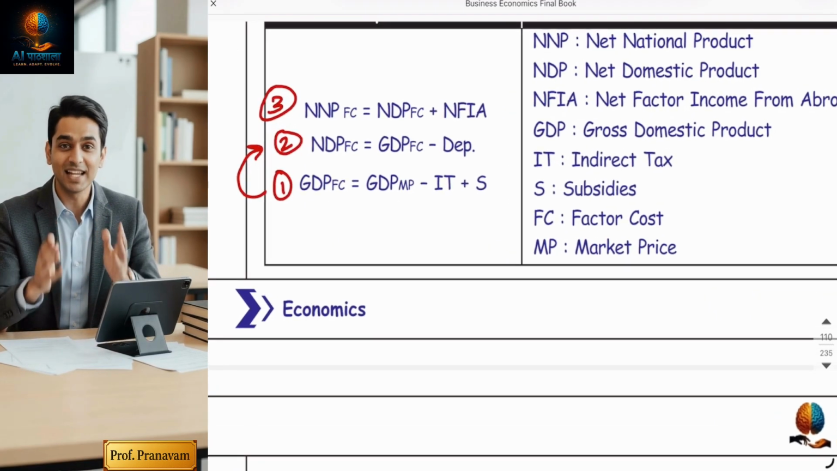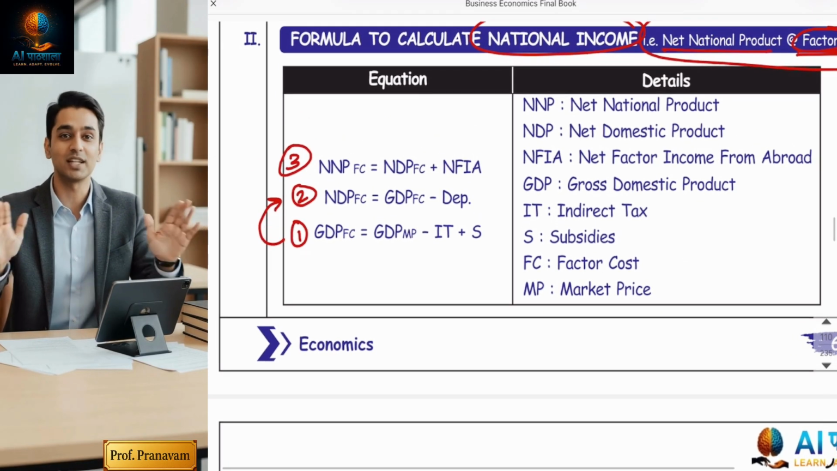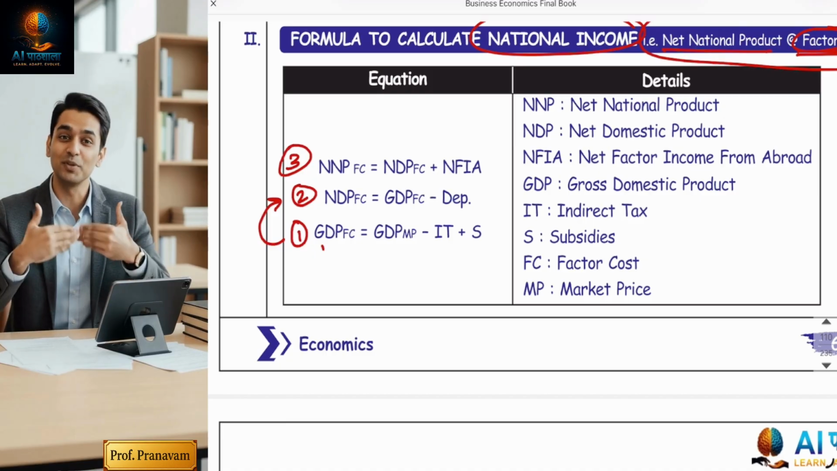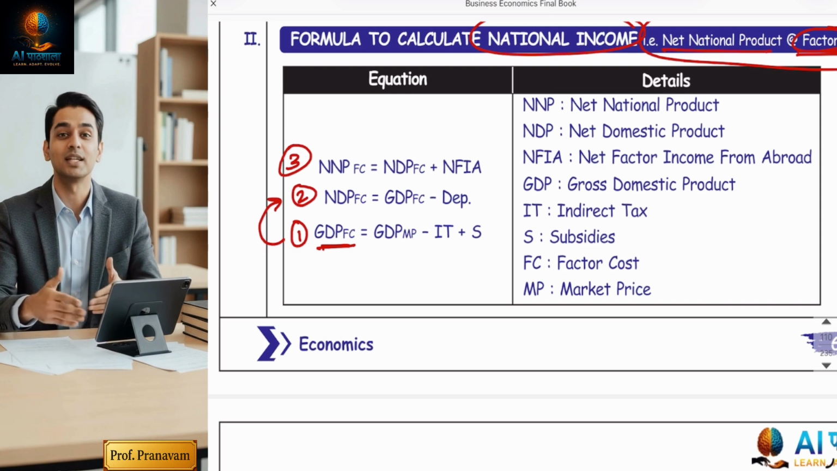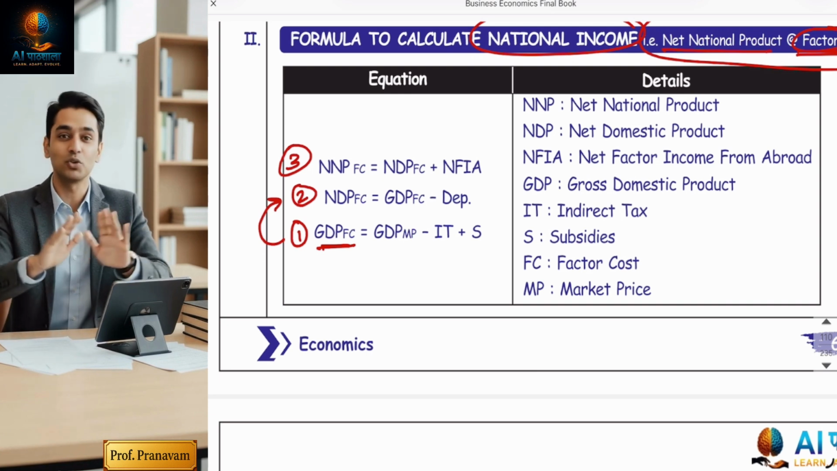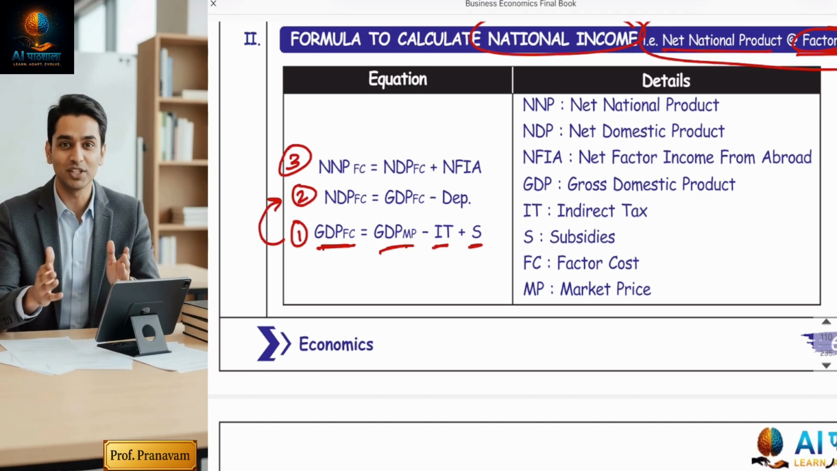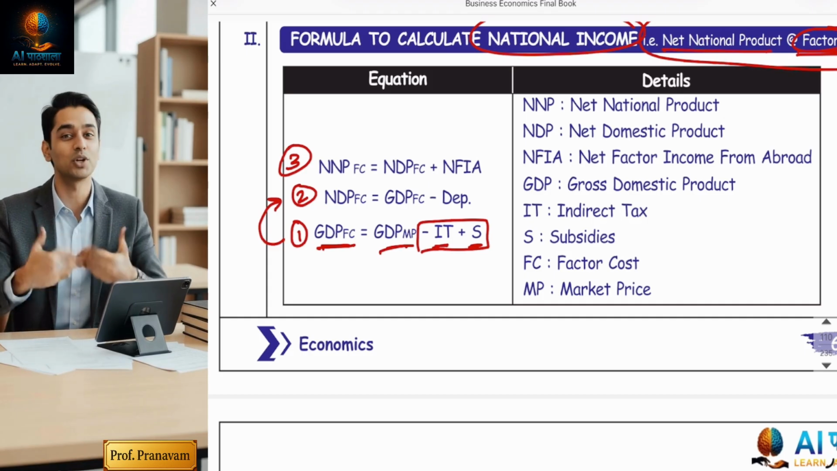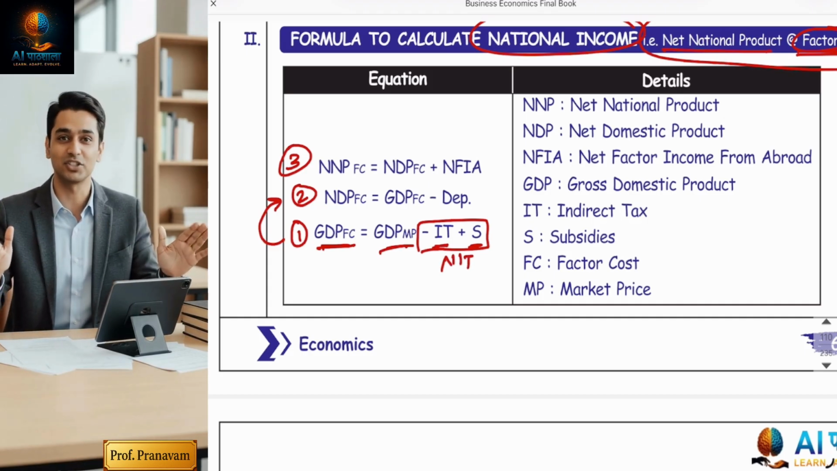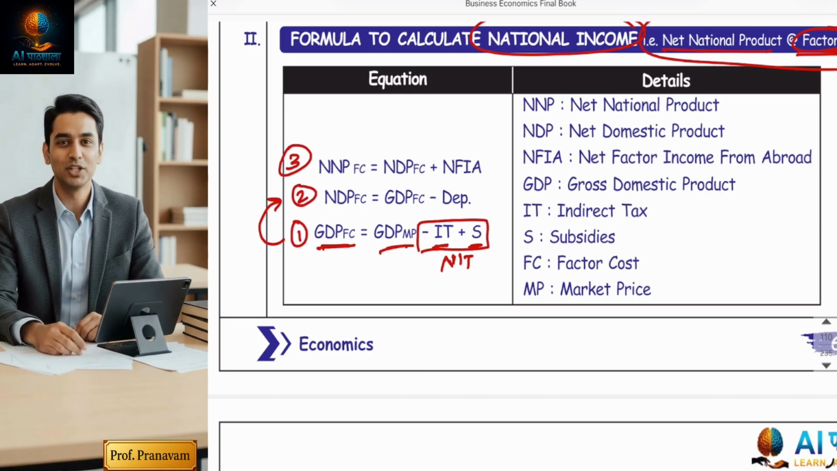Now, the first level is, before calculating national income, we have to calculate domestic income. So first you have to find GDP at factor cost, gross domestic product at factor cost. You get GDP at factor cost from GDP at market price minus indirect tax plus subsidies. If I take the net effect, it is called NIT, net indirect tax. So I can even express it in this way, GDP at market price minus net indirect tax.